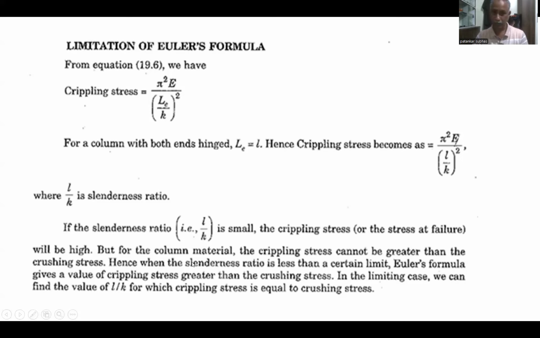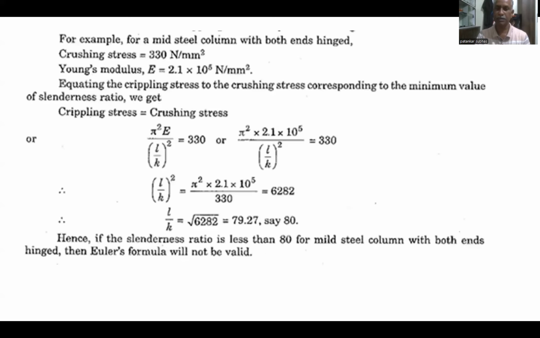Okay, but we know that for mild steel, the critical or maximum stress is 330 Newton per mm square, or MPa, and the modulus of elasticity is 2.1 into 10 to the power 5. So we can put this in the equation: the crippling stress is equal to pi square E divided by (LE by K) whole square. In that case, we have considered both ends hinged, and that's why LE is replaced by L. So (L by K) whole square.